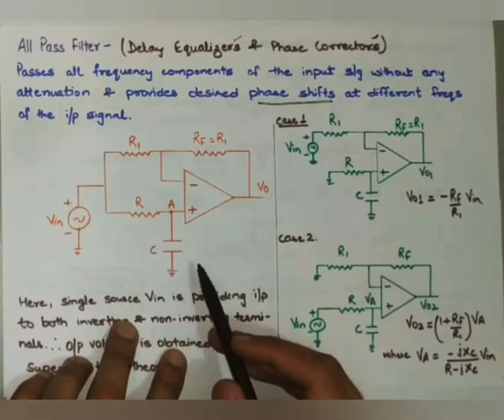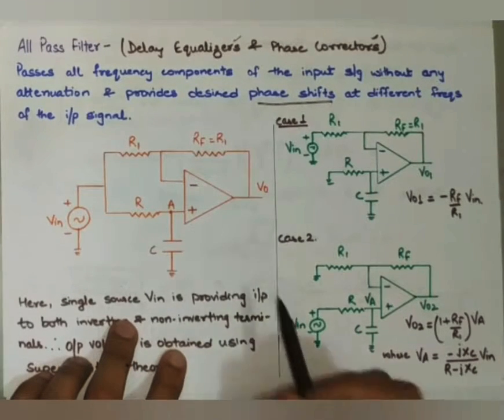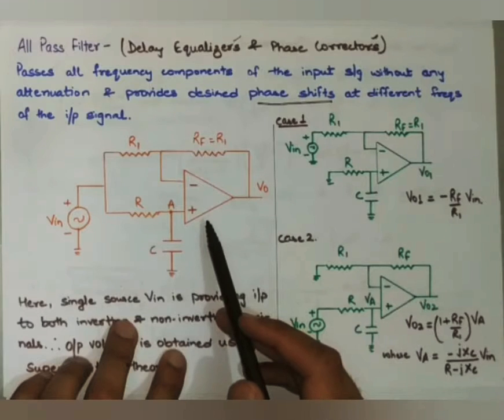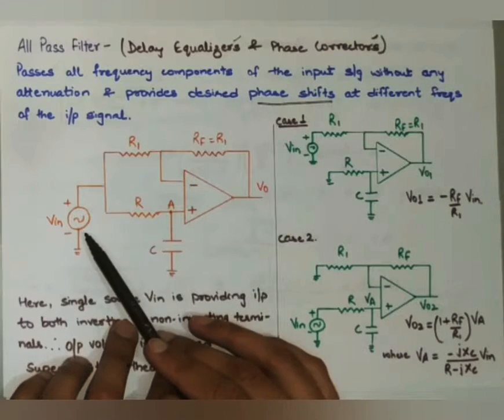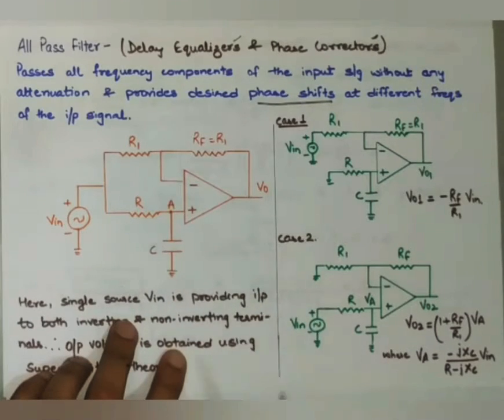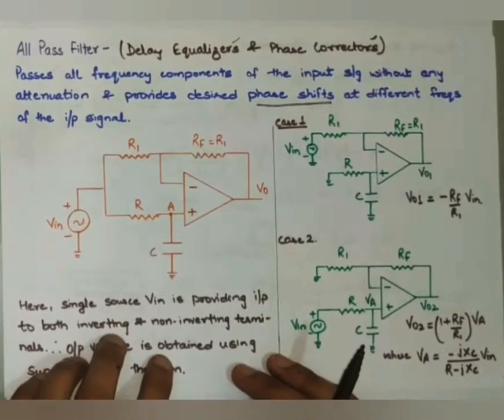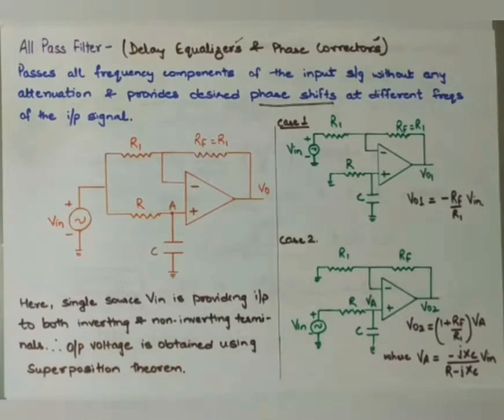Now this is the diagram or the circuit of the all pass filter. There we can see an op-amp is connected with a negative feedback and an input signal Vin is applied to both inverting and the non-inverting terminal. So let's find the transfer function of this all pass filter, and from the transfer function we will derive the magnitude and the phase of this filter.